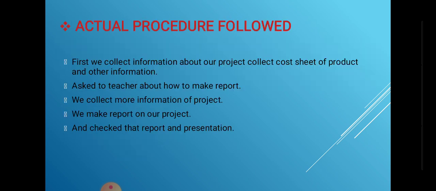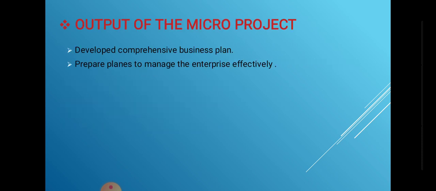Here I am explaining to you the actual procedure I followed. First we collect information about our project, the cost sheet of the product and other information. Then I asked the teacher about how to make the report. Then we collected more information about the project. Then we made the report on our project and then checked that report and presentation. So it is the output of the micro project.